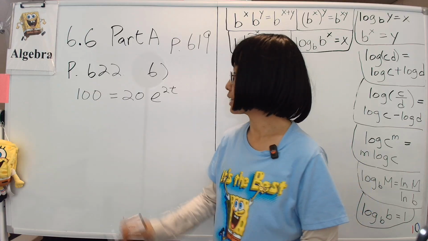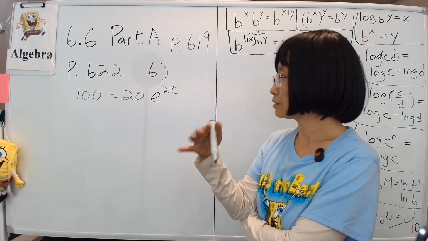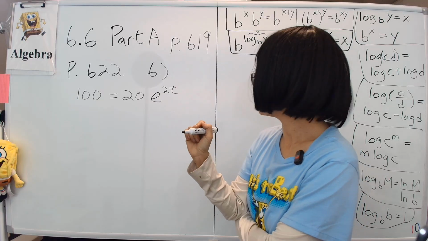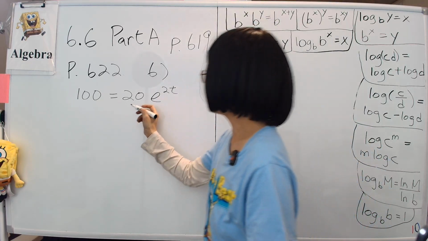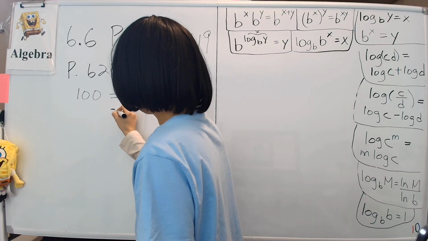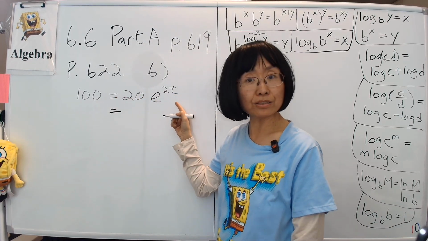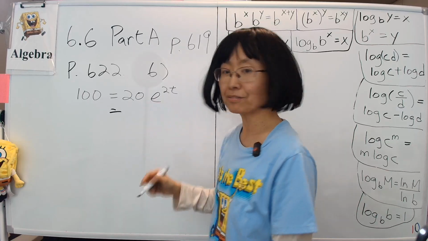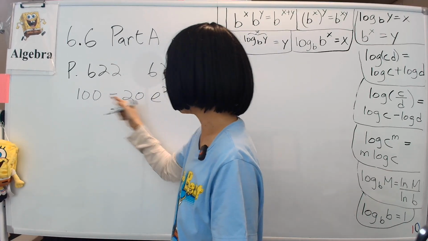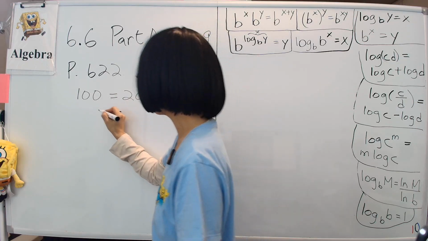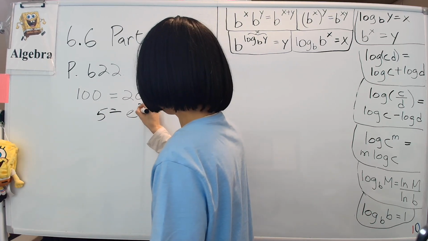Okay, next let's look at example 6 on page 622, where we have 100 equal to 20 times e to the 2t. We need to solve for t. To do that, first we'll get rid of the 20, since our goal is to isolate t. Pushing it down, that would be 100 divided by 20, that's 5. So that's fine. But now we have e to the 2t, and now what?